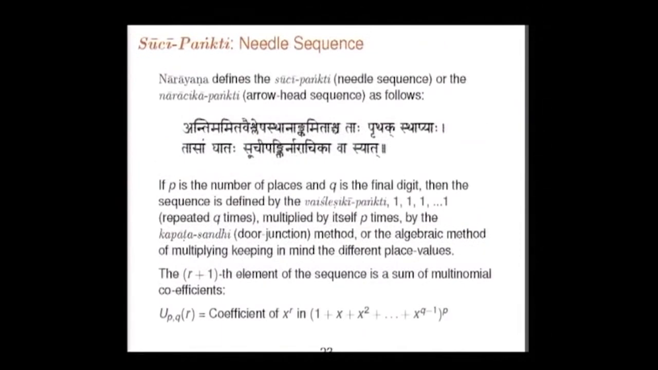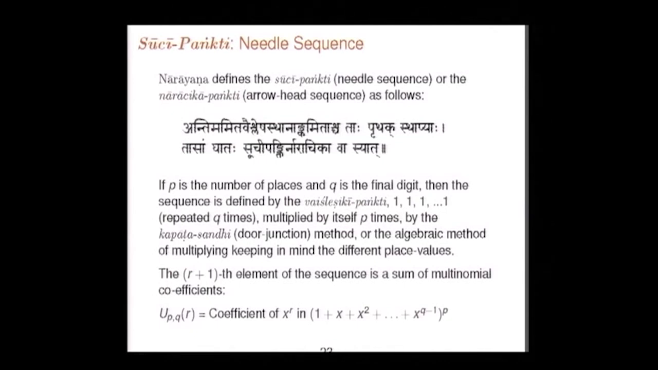Now, this is another Pankti, which was also referred to in the previous class. This is called the Suchi Pankti. It is called the needle sequence. Antimamita Vaishlesha Sthananka Mitascha Taha Prithak Sthapyaha Tasam Ghataha Suchi Panktihi Narachika Vasyat. It is also called the arrow sequence or the Narachika Pankti. So, two names for that.